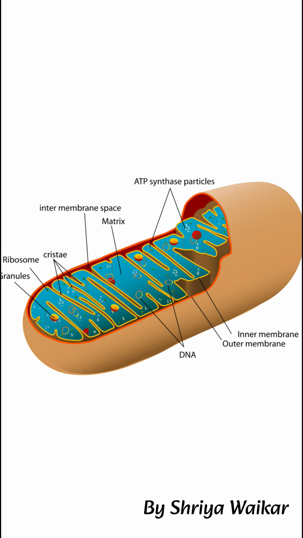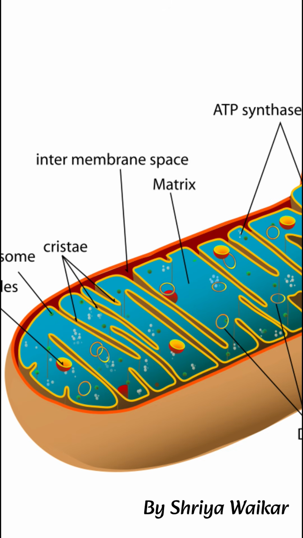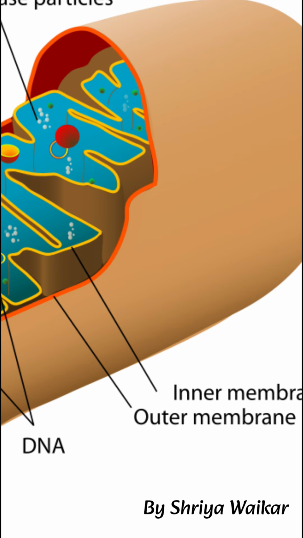Typically, it has a cylindrical or sausage shape with a diameter of 0.2 to 1 micrometer, which can average 0.5 micrometer, and the length can be 1 to 4 micrometer, and each mitochondrion is a double membrane bounded structure.